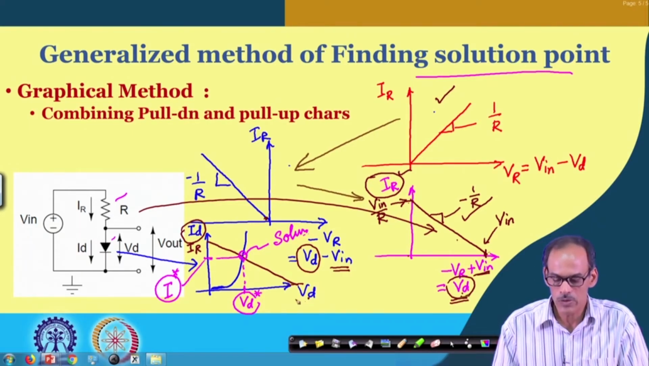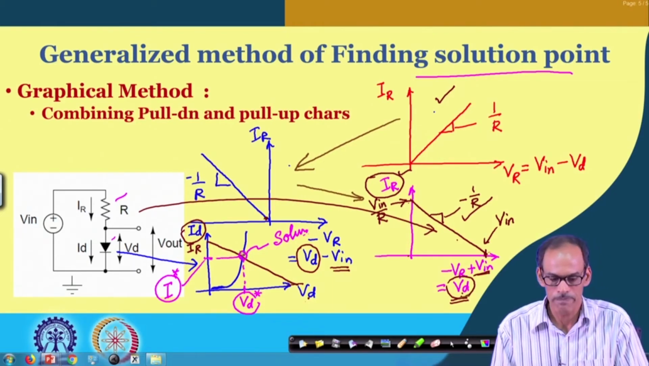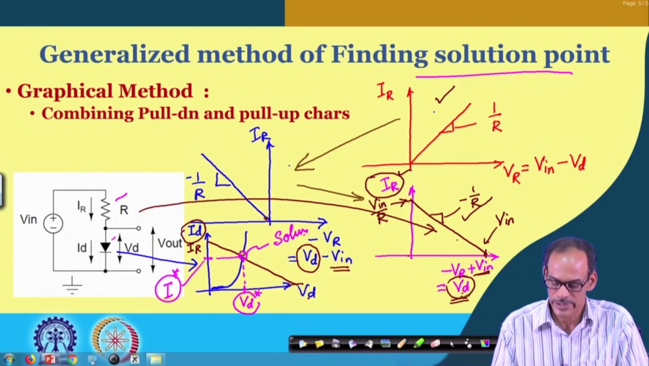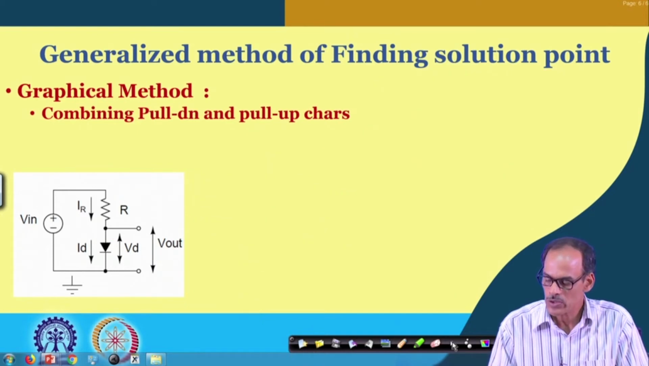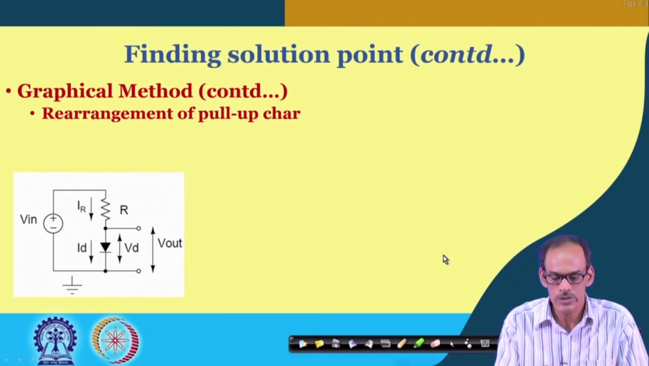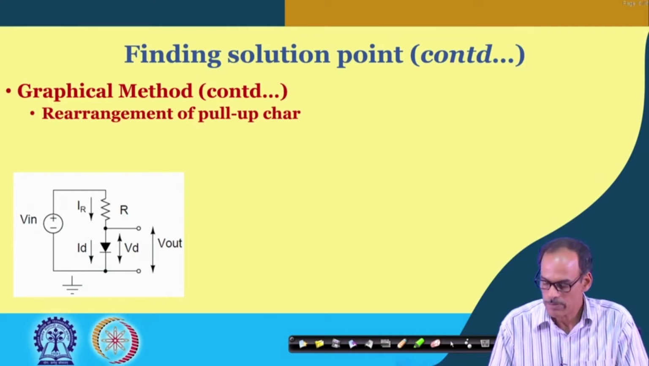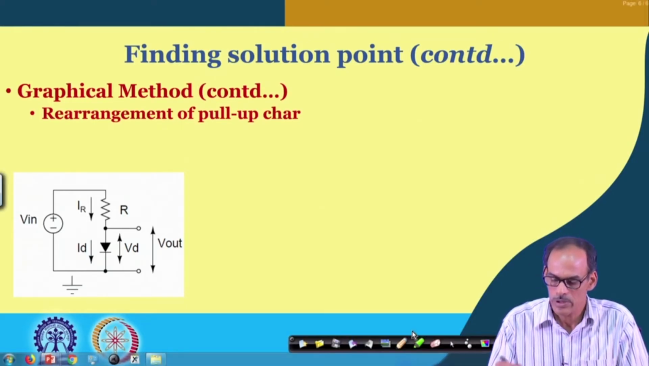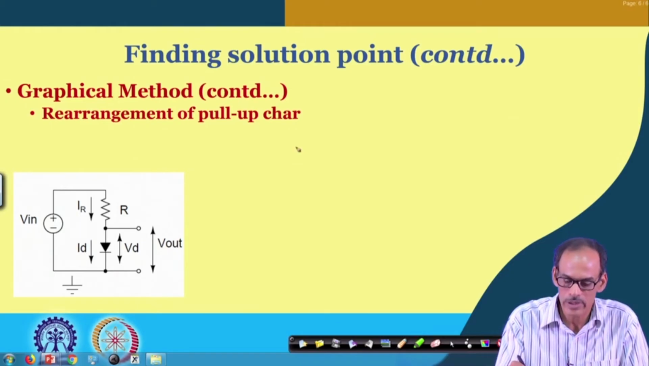Now, in case you want to find the numerical value of this point, what may be the procedure? That is also a generalized method, and this circuit is an example. So, let us see what that method is called. Okay. So, this is what we have just discussed. I will just redraw the characteristic we obtained.